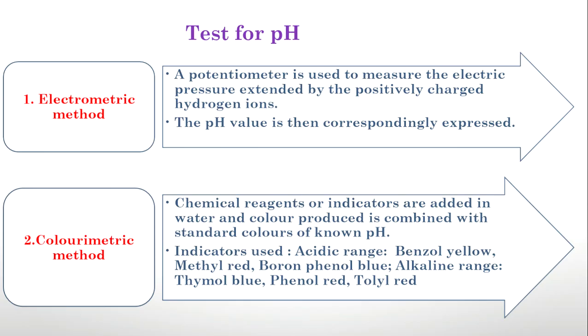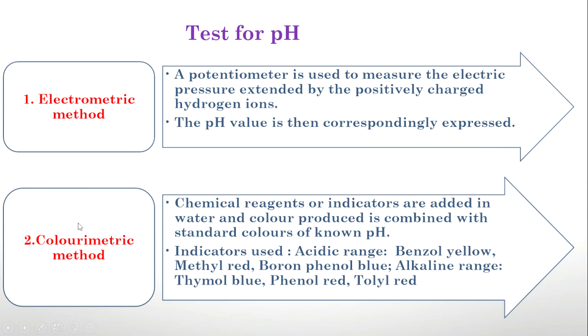Now how can we measure pH? We can measure pH by means of two methods. One is the electrometric method and the other one is the colorimetric method. The electrometric method uses the potentiometer, or the electrical ability of these hydrogen ions. It is used to measure the electrical pressure exerted by the positively charged hydrogen ions. How much pressure is there due to the presence of hydrogen ion will be indicated by this potentiometer. That will give the pH.